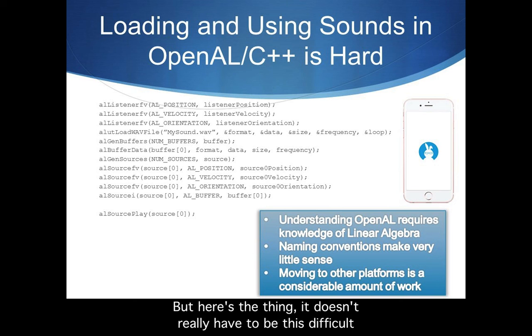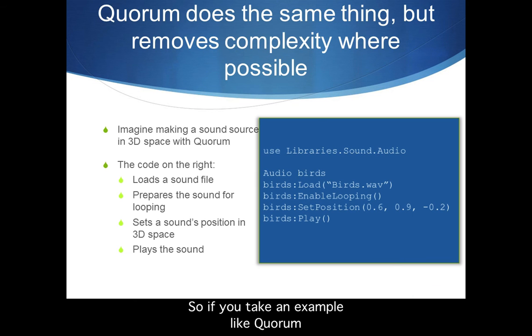But here's the thing. It doesn't really have to be this difficult even to represent the mathematics. If you take an example like Quorum, doing exactly the same thing, load a sound, prepare a sound, set a sound's position in 3D space, kind of like a grid, and then play it, you might say words like use libraries.sound.audio, audio birds, birds load, enable looping, set its position, or birds:play. You use words that are designed to make sense to human beings as opposed to making sense to a computer in order to represent the kinds of commercial scale operations that you do.